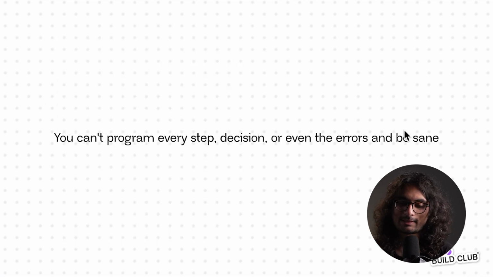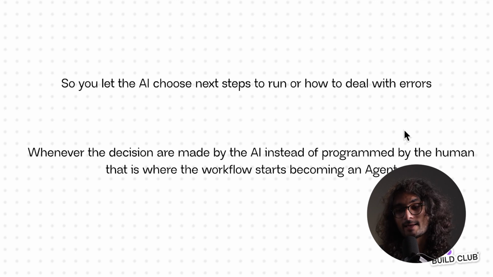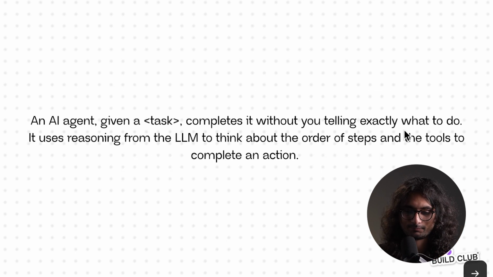So you can't program every step or decision. That's where these tools are going to be chosen by an LLM. So you basically give 300 tools, 400 tools, and say, this is my problem, give me a solution, right? So a rough example of an AI agent.